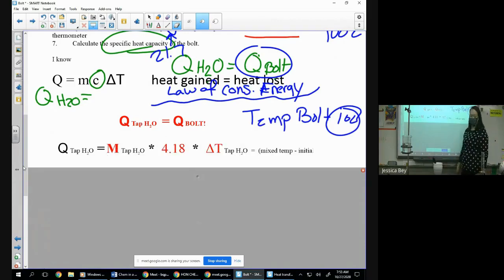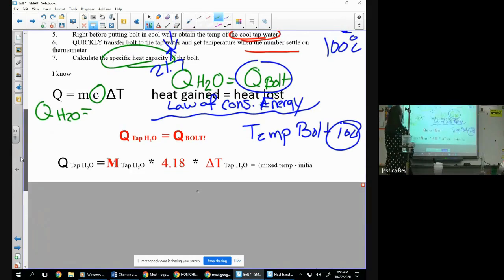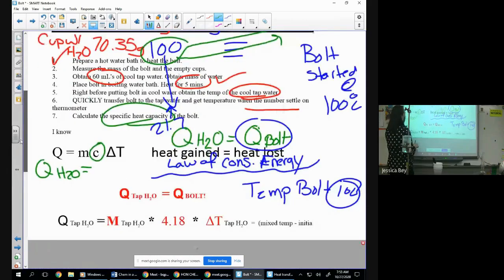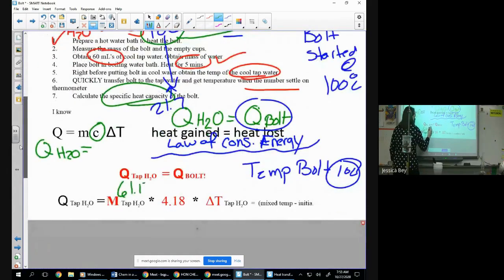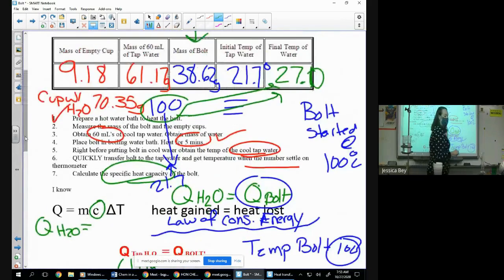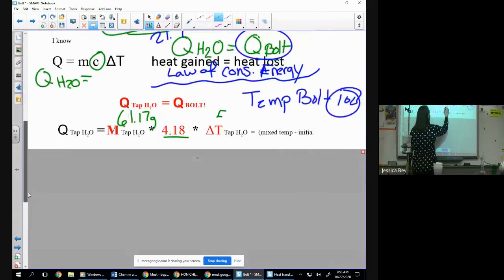The mass of your tap water, which we said was what? Again, we're doing this on the fly. We're doing this live. Mass of the tap water was 61.17 grams times 4.18 times, I need the delta T of my water. So my water ended up at 27.0 minus 21.7. So my delta T of my water is 5.3 degrees. Do we agree with those numbers? Okay. So I'm going to put this 5.3.